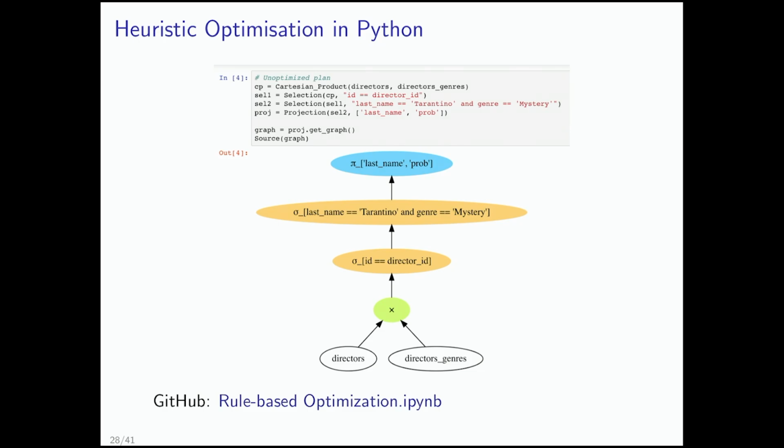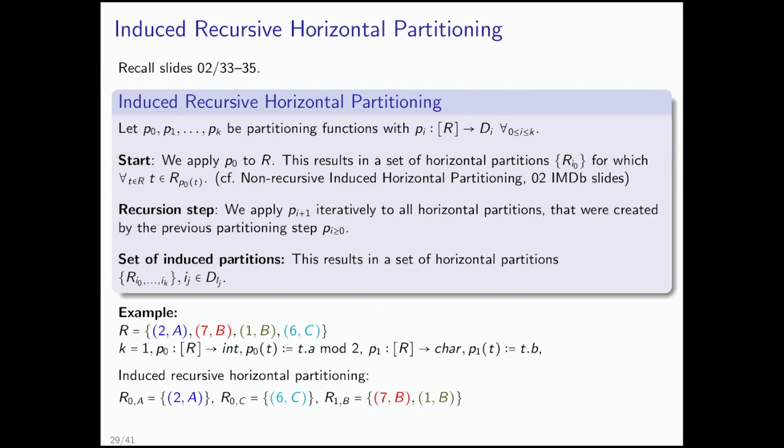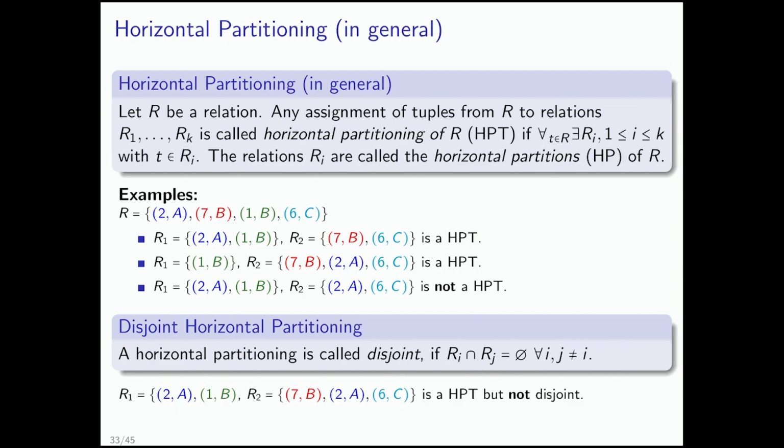Okay, but there's another important optimization that an optimizer must do. And with that, we briefly have to remember what we learned in slide set 2, slides 33 to 35, and that was about horizontal partitioning. I explained it along the lines when talking about grouping. You group an input relation into subsets, and they are called horizontal partitions. This is the definition I used for that.